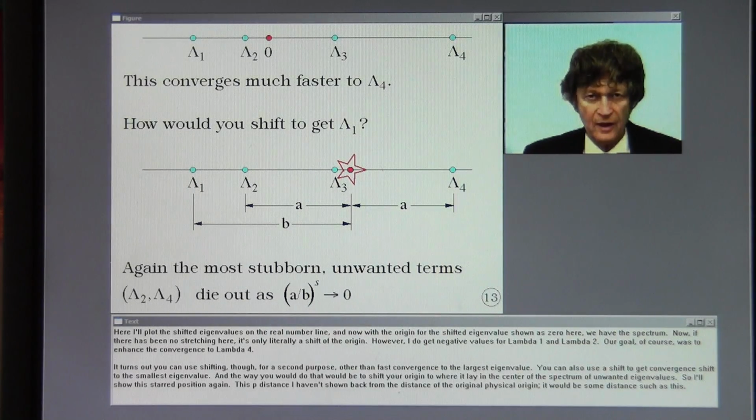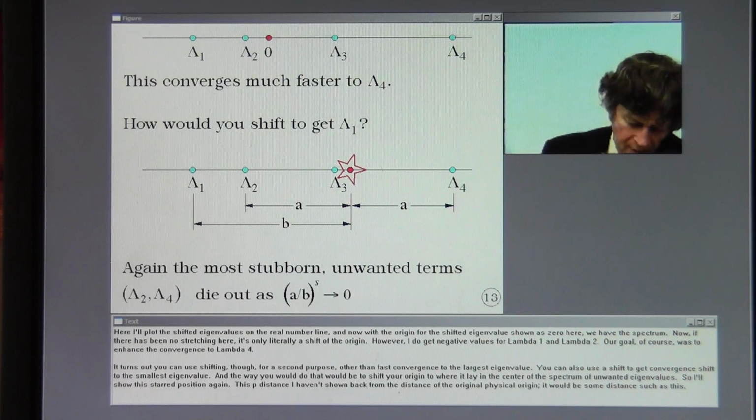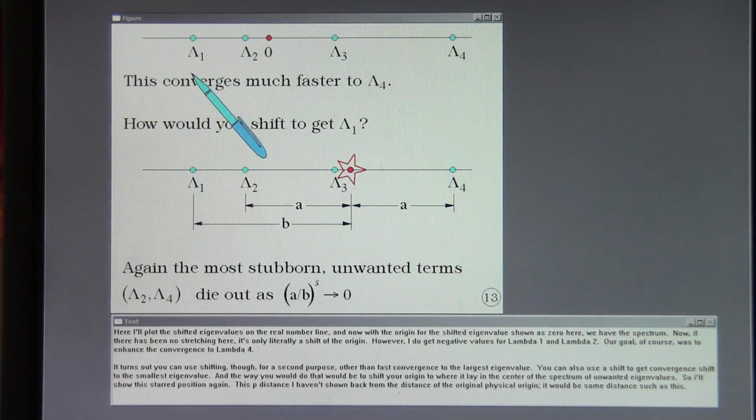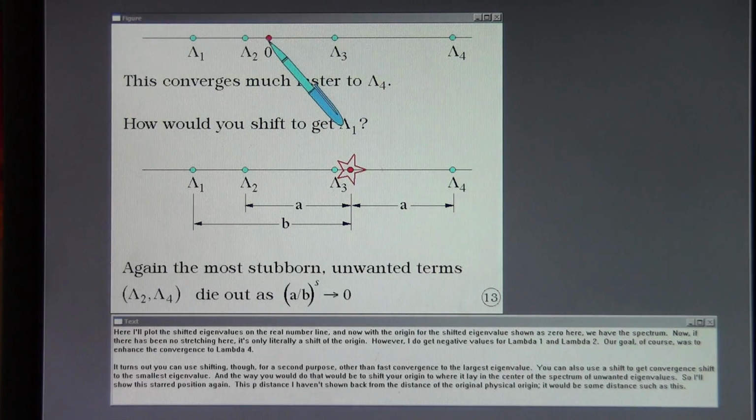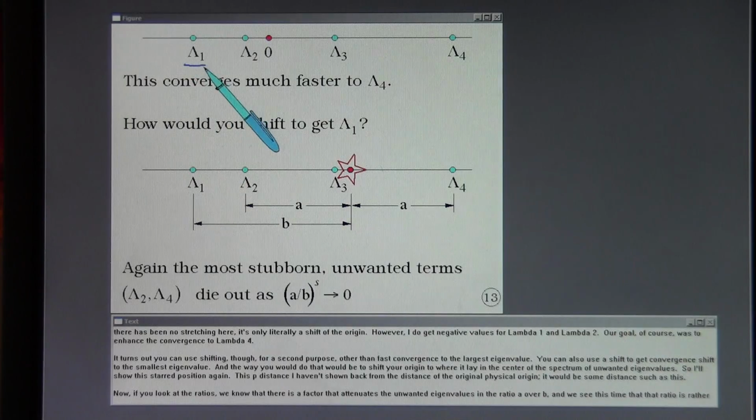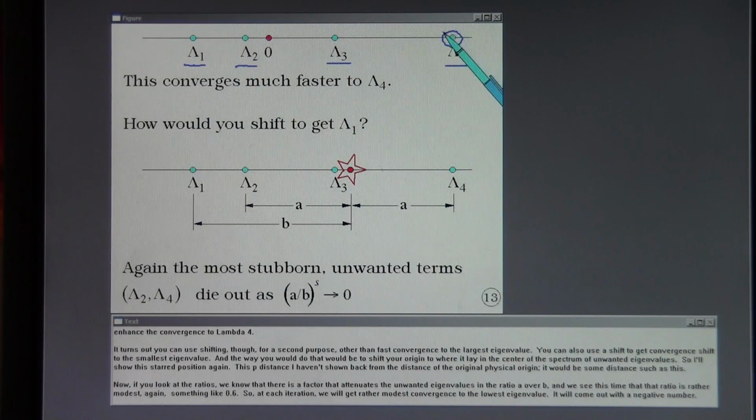Here I'll plot the shifted eigenvalues on the real number line. And now with the origin for the shifted eigenvalues shown as 0 here, we have the spectrum. Now, there has been no stretching here. It's only literally a shift of the origin. However, I do get negative values for cap lambda 1 and cap lambda 2. Our goal, of course, was to enhance the convergence to lambda 4.